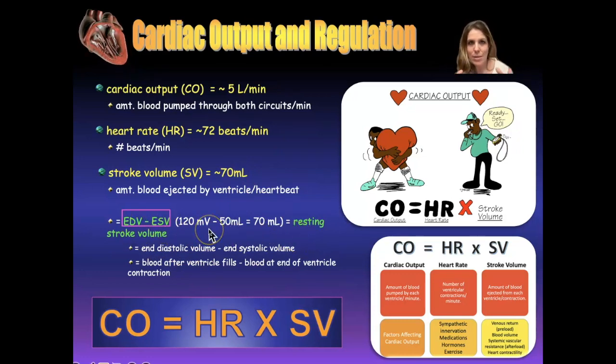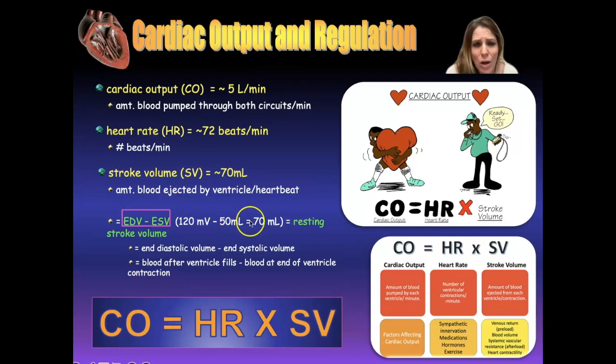So again, it's the total amount of blood, the maximum blood that you end up with in the ventricles before ejection. And then you're going to subtract from that the amount of blood left in the ventricle after it ejects into the vessels. So 120 minus 50 gives you a resting stroke volume of 70 milliliters.